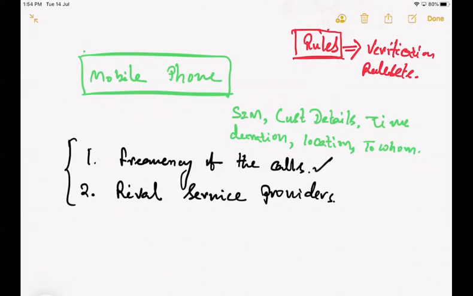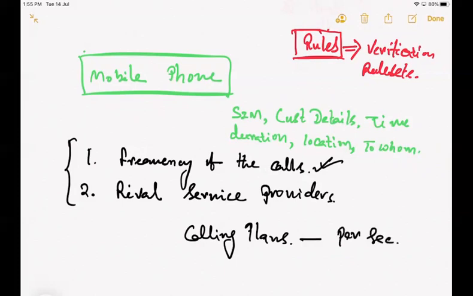If I identify the frequency of the calls, I can definitely come up with some customized calling plans. That includes data or text or specific calls or the duration for the calls. If at all I find out the frequency of the calls is high, but the duration of the calls is very low, I can probably go ahead and propose some per second plan to the customer.